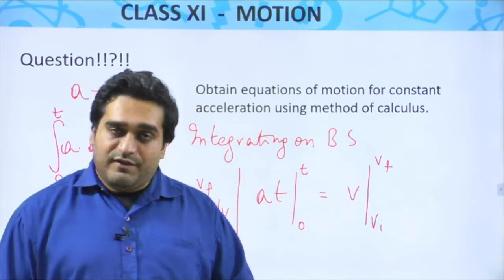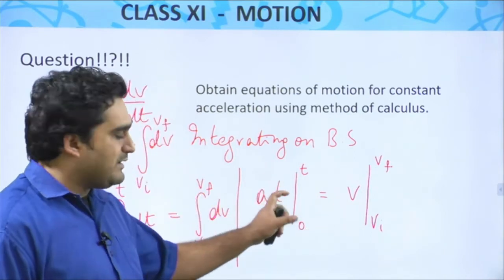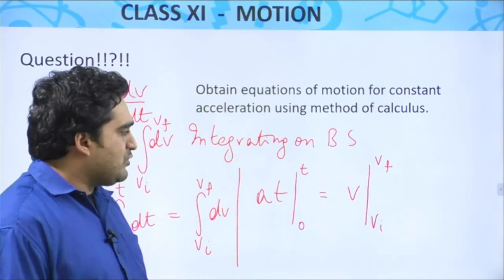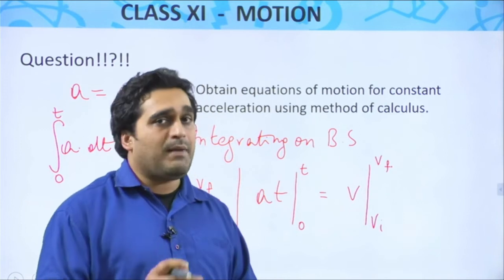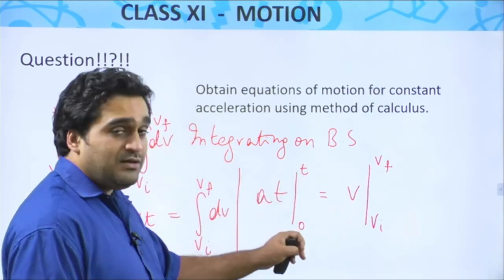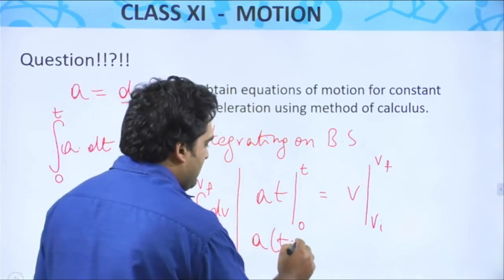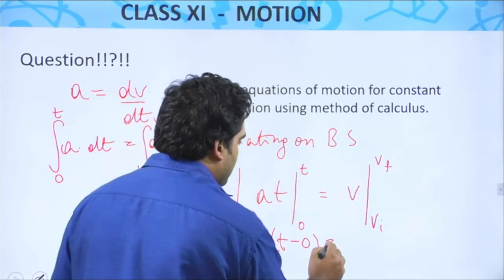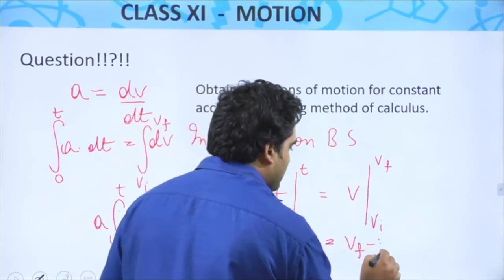So now that we have integrated and obtained the solution, we have to apply the limits. To apply the limits, always remember it is the upper limit minus the lower limit. Upper limit minus the lower limit. So you get a t minus 0 equals vf minus vi.